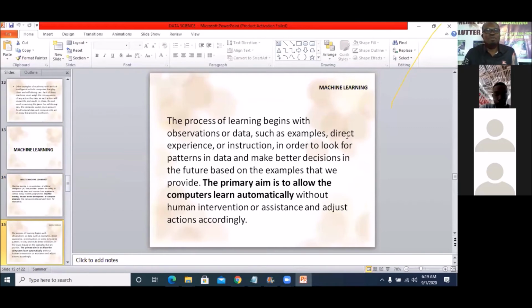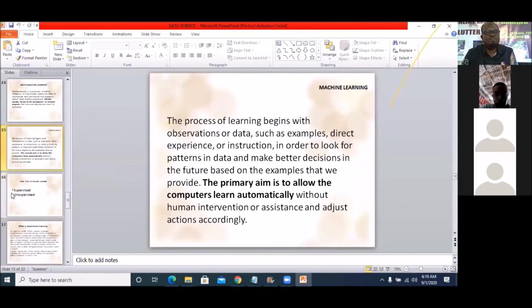Such as examples, direct experience or instructions, in order to look for patterns in data and make better decisions in the future based on the examples that we provide. The primary aim is to allow the computer to learn automatically without human intervention or assistance and adjust actions accordingly.